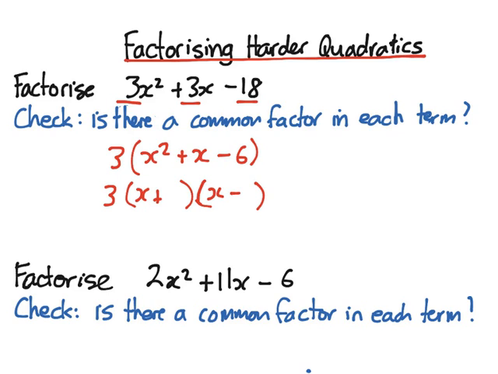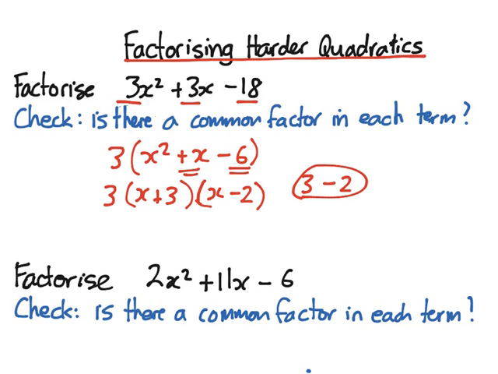By putting in the x and the signs, then list the factors of the last number, in this case 6, and we find that 3 minus 2 will give us the middle term of positive 1. x plus 3, x minus 2, and we factorise.